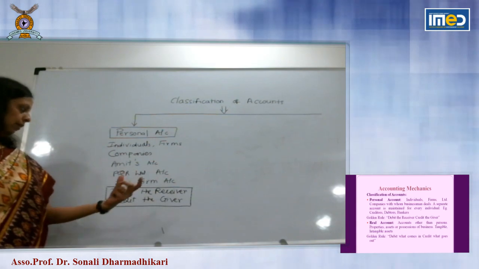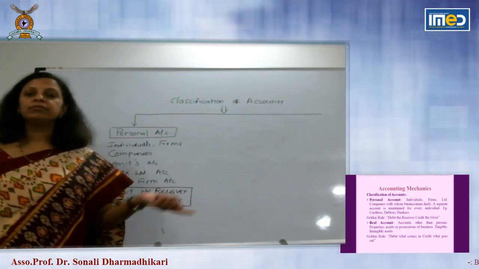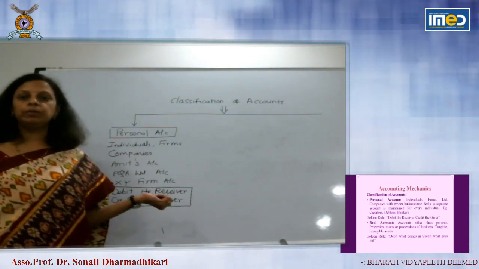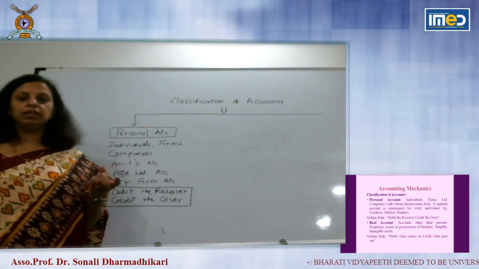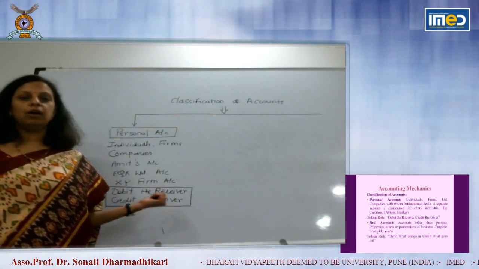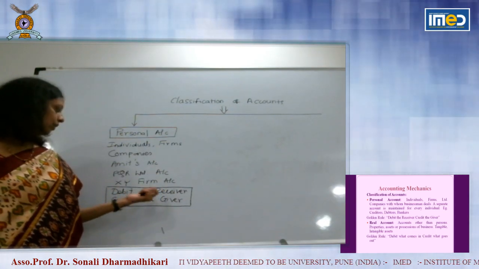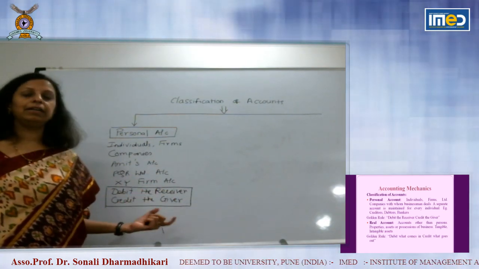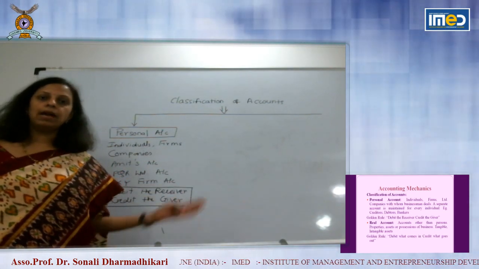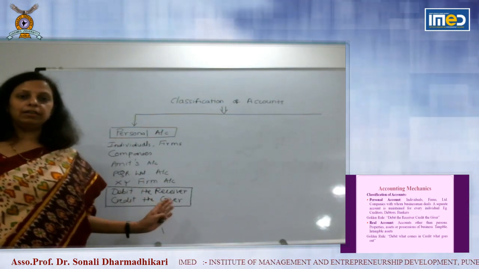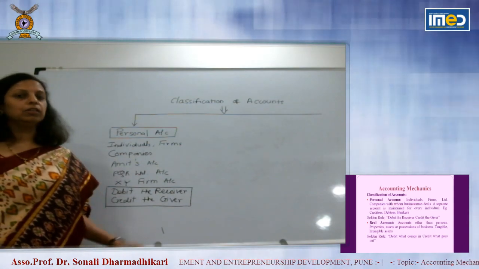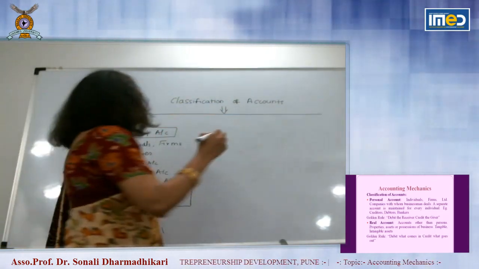What does it mean? The person who receives from the business, his account has to be debited, and the person who gives, who is the giver to the business, his account is to be credited. So it is called debit the receiver, credit the giver. After this, first we will understand types of accounts and rules of accounts, and then we will understand how they are applied in passing the journal entry. So this is all about personal account.